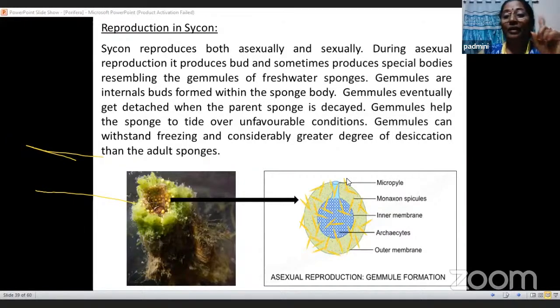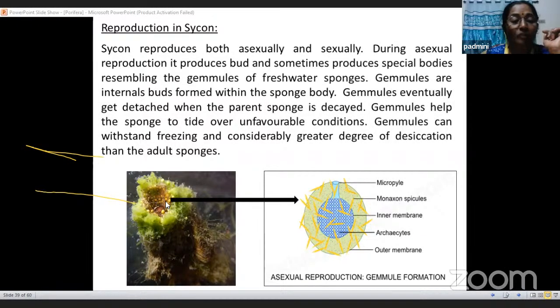When we are talking about asexual reproduction, it can be budding, it can be fragmentation, and also, I said, it can be by gemmule formation. So here I'm going to talk a little bit about this gemmule formation, or the gemmules that are present. These gemmules are internal budding. Can you see those yellow spots on this Sycon?